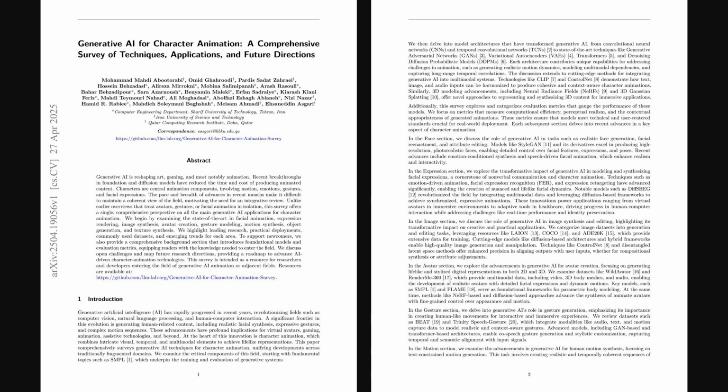Alright, today we're looking at a research paper from Hugging Face's trending list, published about 9 days ago, called Generative AI for Character Animation. This paper offers a unified view on AI in animation, covering faces, gestures, and motion. It also discusses key models like denoising diffusion probabilistic models, or DDPMs, and neural radiance fields, NeRFs.